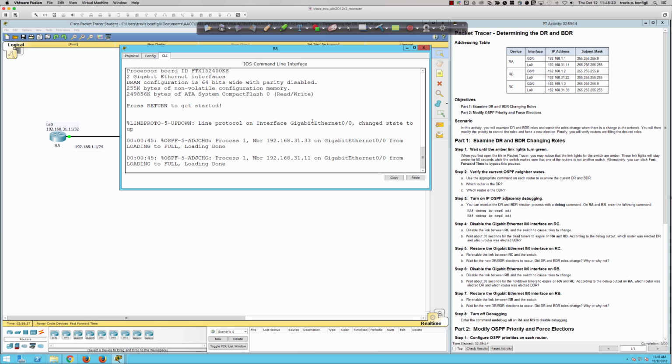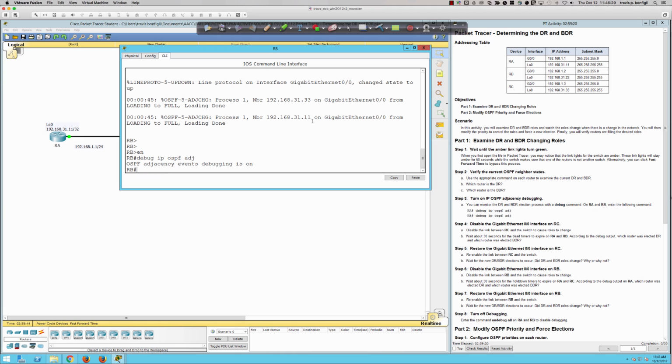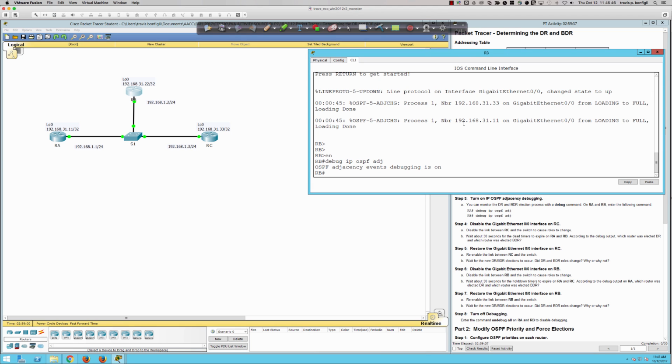We'll get to the CLI, and we'll say debug ip ospf adjacency, and we're going to monitor the election process. So disable the link between router C and the switch to cause roles to change. And now we're going to see what happens when the current DR goes away.